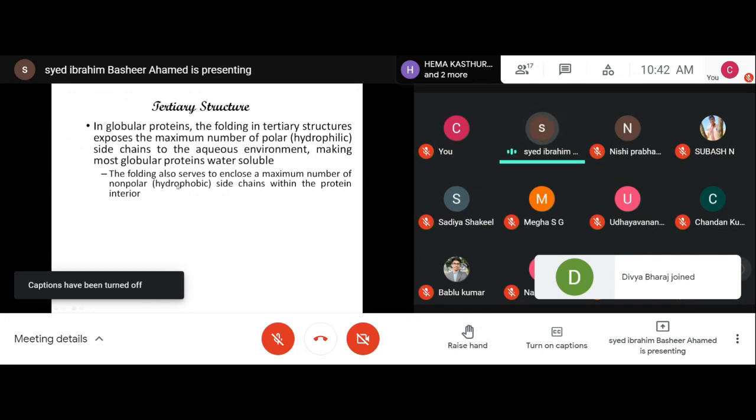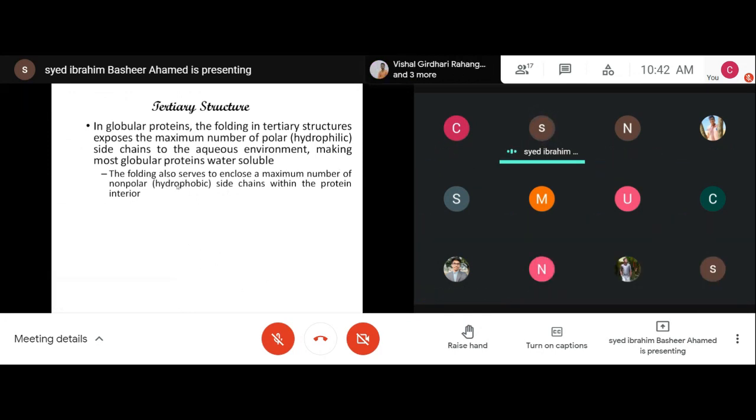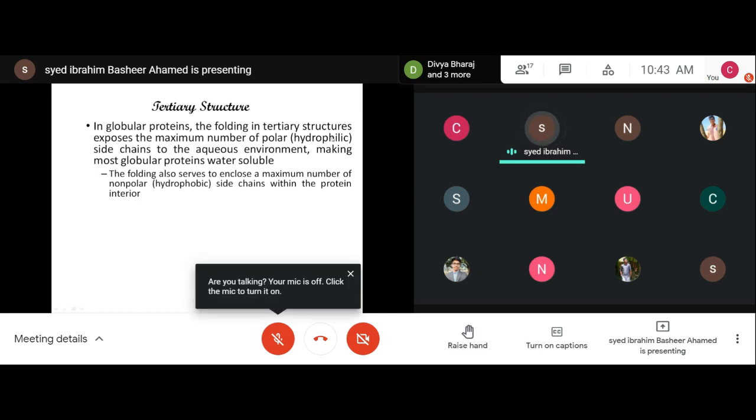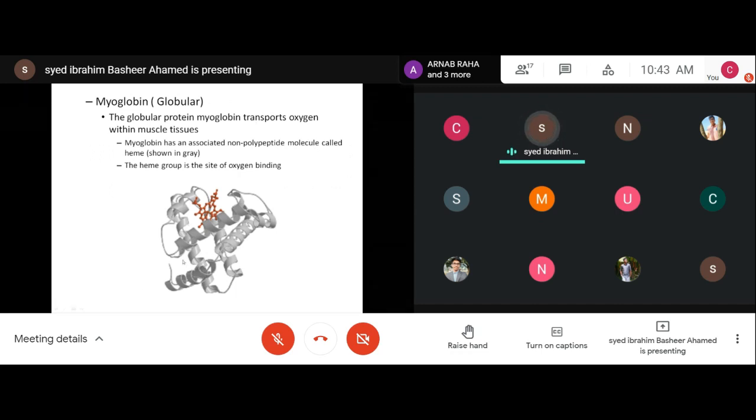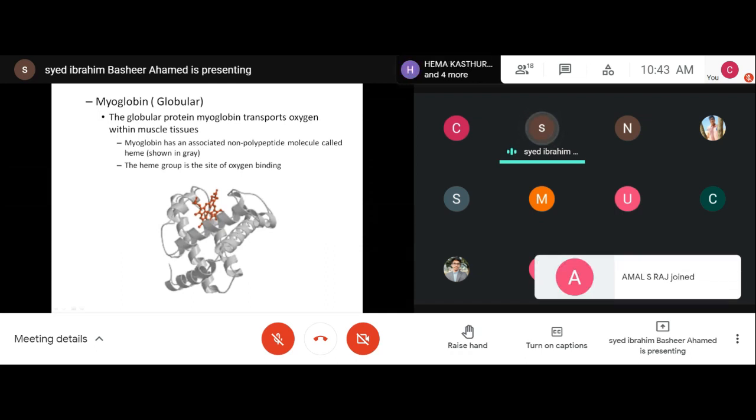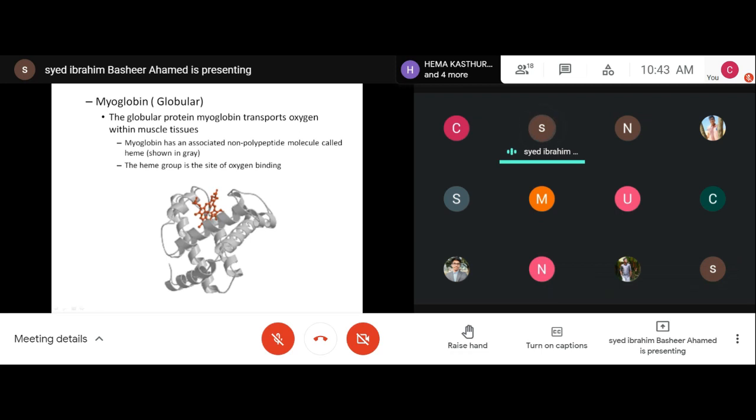So in a globular protein, the folding of the tertiary structure will put all the hydrophilic residues on the surface, so that the globular protein is easily soluble, water soluble or solvent soluble. Similarly, the hydrophobic residues will be in the interior. The best example of a globular protein is myoglobin. It's a single polypeptide chain. Here in myoglobin there is a heme group. It's a non-peptide group.